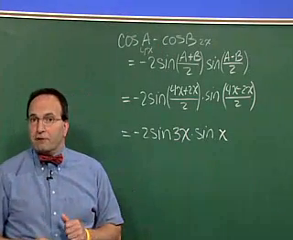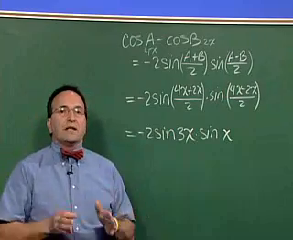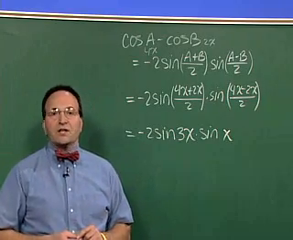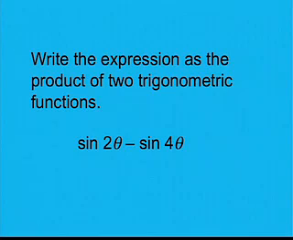Now that we have rewritten product to sums as well as sums to products, I want to give you the opportunity to rewrite an expression using these identities. Write the expression as the product of two trigonometric functions. Sine of 2 theta minus sine of 4 theta. Pause the video while you work on this problem, and when you are finished, restart the video to check your solution.